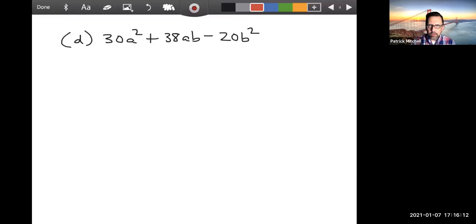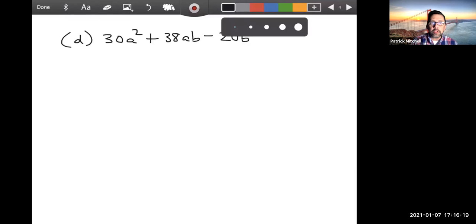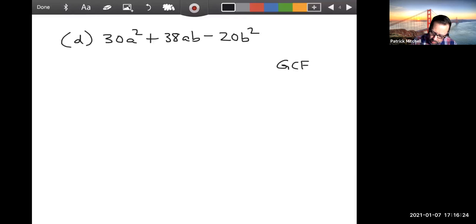All right, let's compare notes. I really hope you noticed that this one does have a GCF that's worth talking about. You can start this one off by factoring out a 2. That will definitely make life a lot easier, because if you forget to look for the GCF, then you're going to be looking for numbers that add up to 38 and multiply to negative 600. And if you keep at it long enough, you will eventually find them. It may take you a little while.